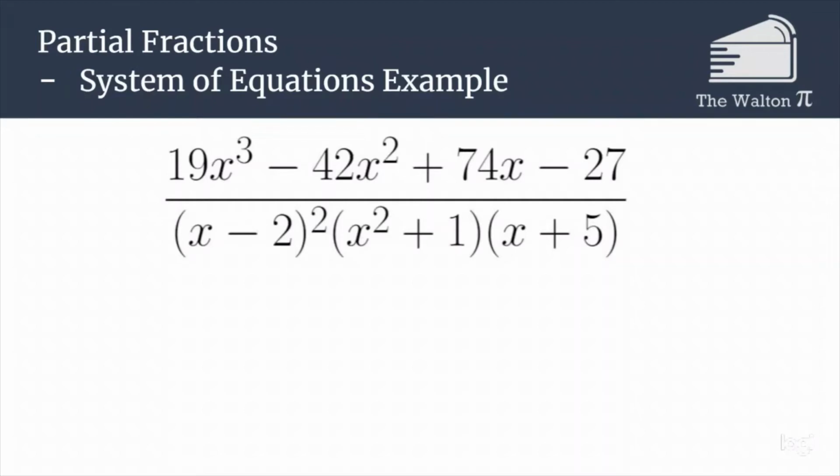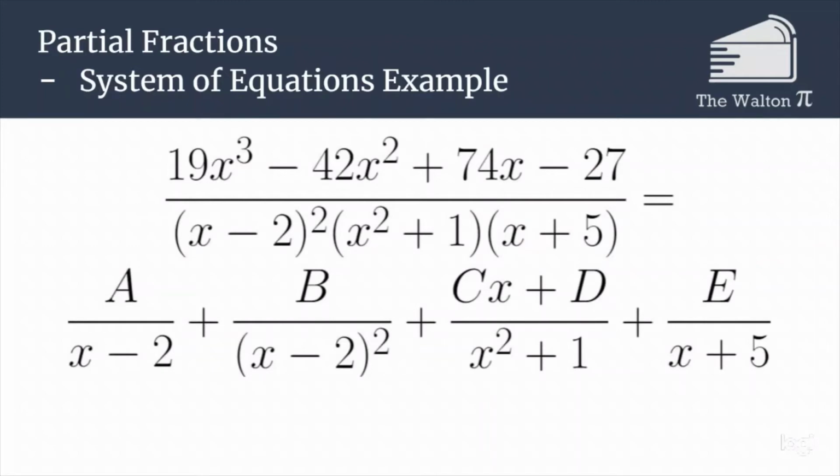First, we need to check, is this a proper rational function? The top is a cubic, and the bottom we have a quadratic times a linear, so that's an x to the 5th, essentially. So this is a proper rational function. Breaking this down into our decomposition, we have A over x minus 2, B over (x minus 2) squared, (Cx plus D) over (x squared plus 1), and E over x plus 5.